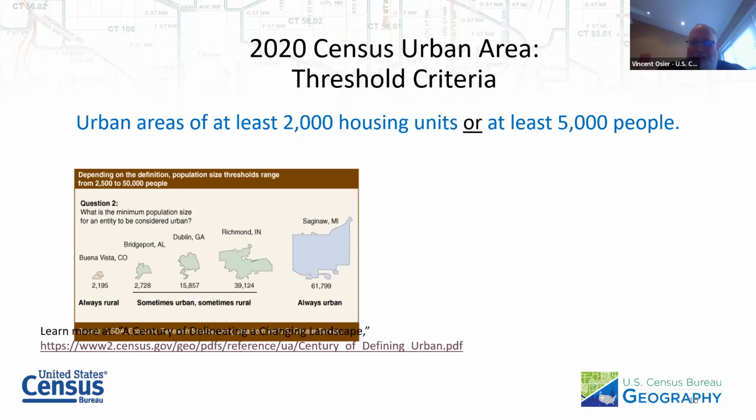And through those discussions, we found out that populations, they perturb the population data at the block level, so that people cannot be identified by outside data users. So we wanted to make sure that because of that, we couldn't clearly tell you this is the exact population of an urban area now.